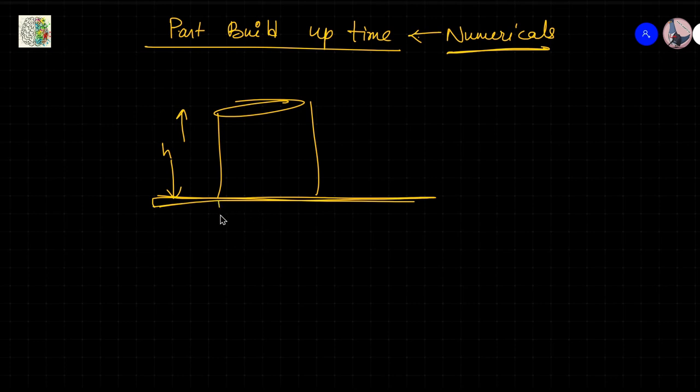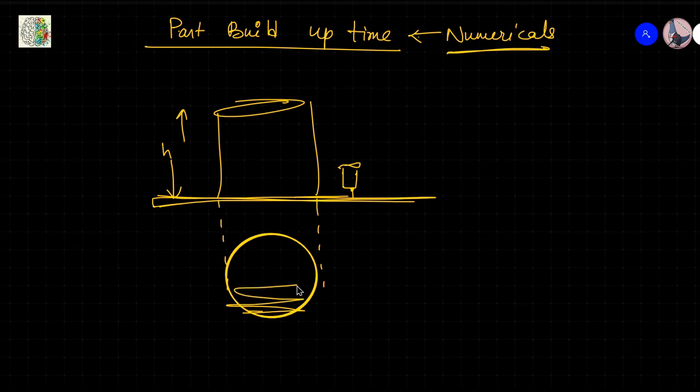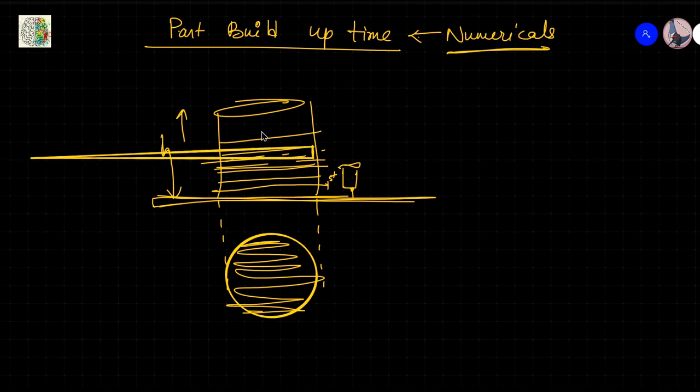If you see a top view of this, it will be a circle, and the 3D printer head will come and start printing. It will print like this, like this, the entire first layer. Then the first layer will be done. This is your first layer, then second layer, then third layer, then fourth layer, and so on. So for this entire height, by number of layers, it will print the entire solid. So now the question can come, how much time can it take?